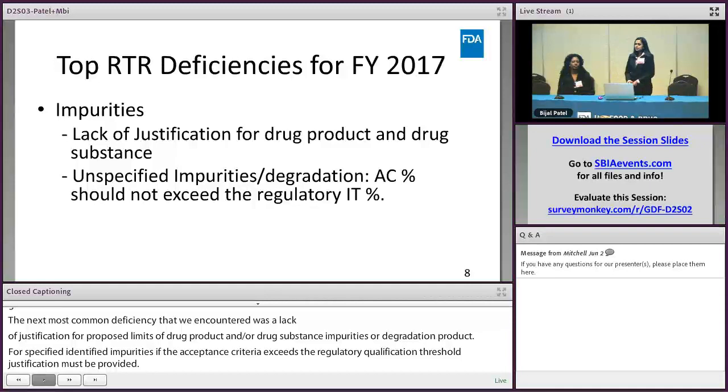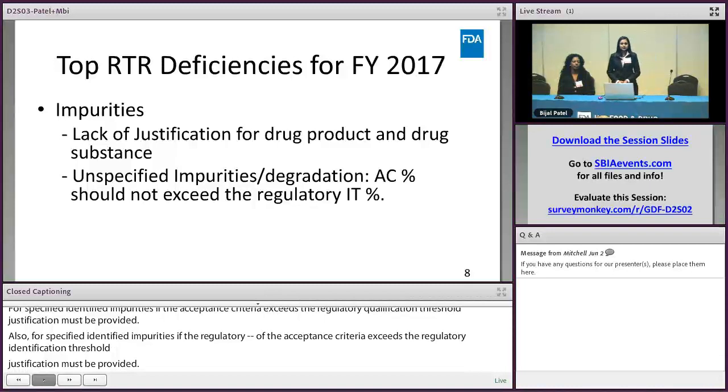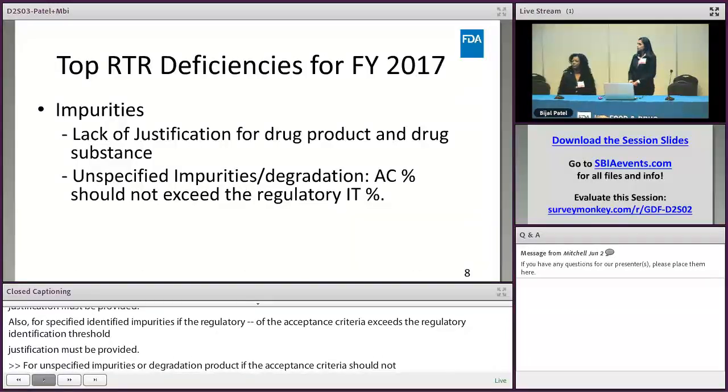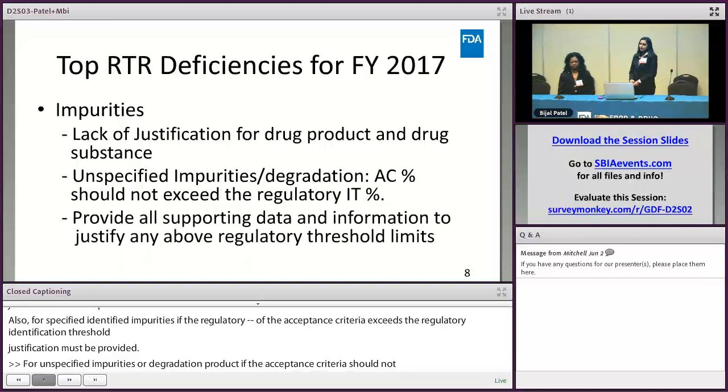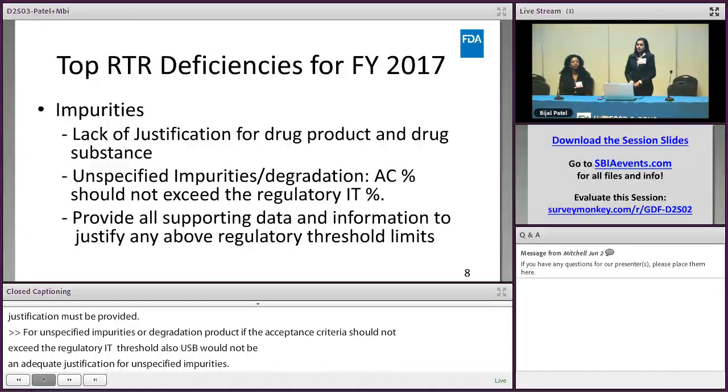For unspecified impurities or degradation products, the acceptance criteria should not exceed the regulatory identification threshold. Also, USP would not be an adequate justification for unspecified impurities. Again, provide all supporting data and information to justify any regulatory threshold limits that exceed the acceptance criteria. And the data should be provided in guidance recommended format.